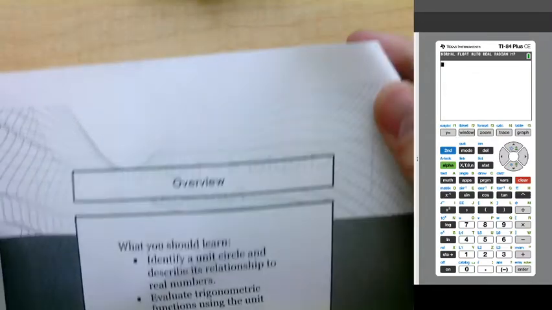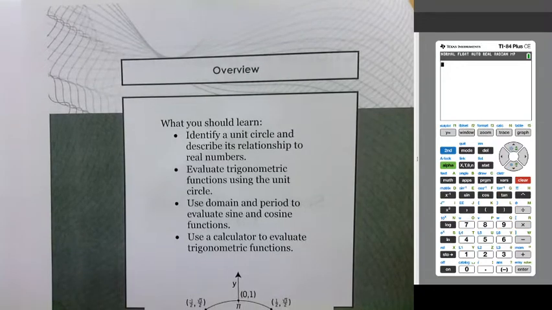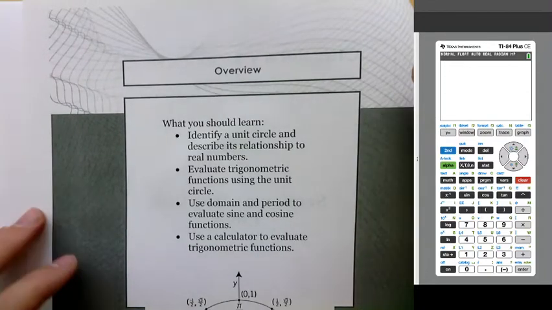So a couple things of what you guys are going to be learning in this section. You're going to learn how to identify a unit circle and describe its relationship to real numbers. Evaluate trigonometric functions using the unit circle. Use domain and period to evaluate sine and cosine functions. And use a calculator to evaluate the trigonometric functions.